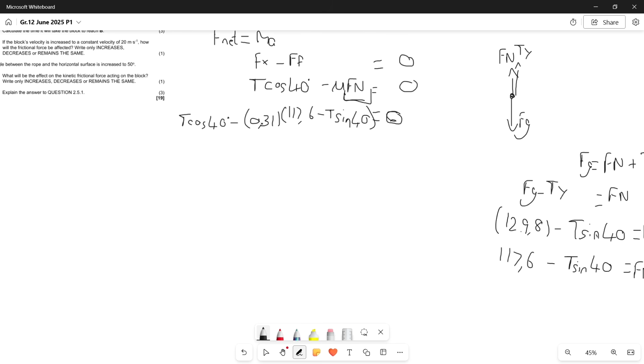We're then going to distribute our 0,31 into both of these, and then we're going to take the numbers to one side, simplify our T with the numbers, and then we can divide by it to get an actual value for tension in this equation.